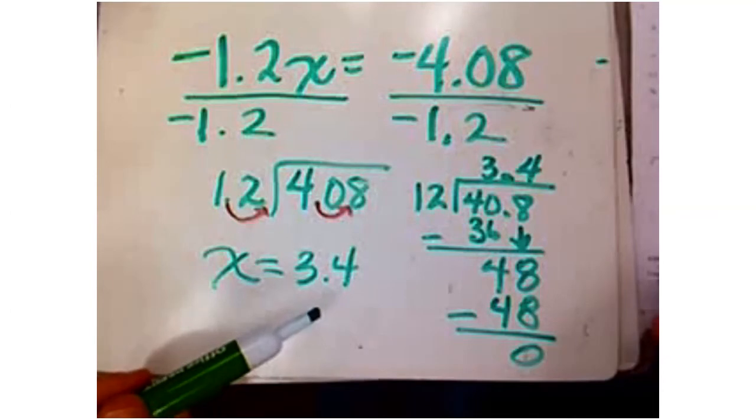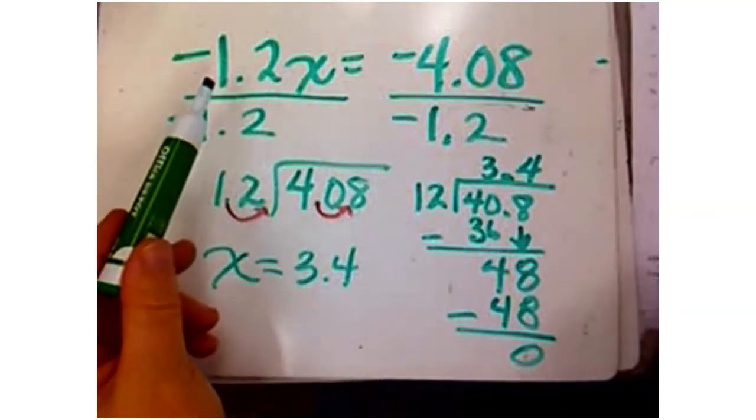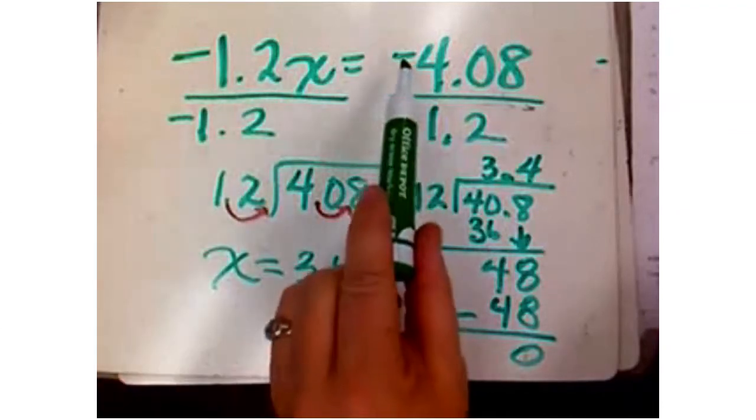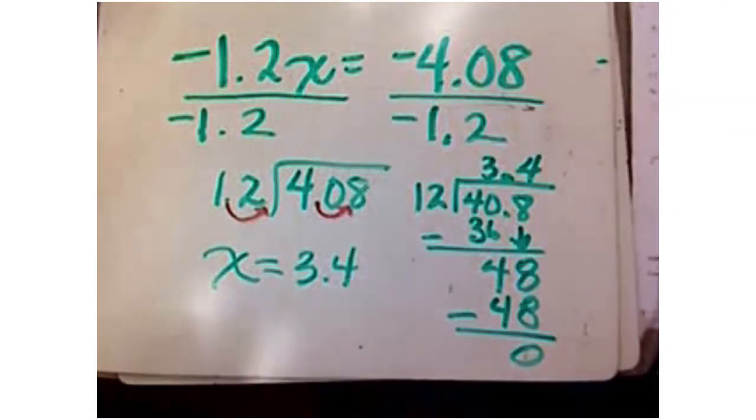If we checked our answer, we could plug 3.4 back in for x, multiply it times negative 1.2. We're going to get a negative answer, and the math should work out that we get negative 4.08. You could check that on your calculator. So to undo multiplication, you have to do the division, all right? Then it takes it a step further on page 412. Those are all one-step operations. So now we're going to do a two-step.